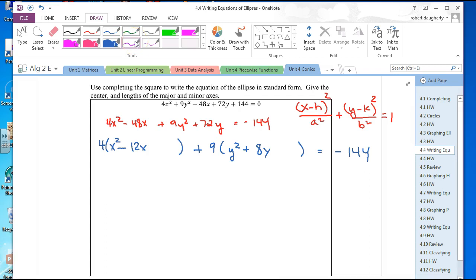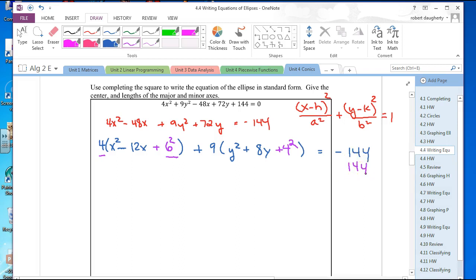What do I have to add here? Yeah, so half of 12 is 6, so add 6 squared. Okay. What do I add here? Yeah, plus 4 squared. Okay, and this is the one you just want to be really careful. So this is 36 times 4. What's 36 times 4? 144. So this is adding 144 to the left. So I have to add 144 to the right.